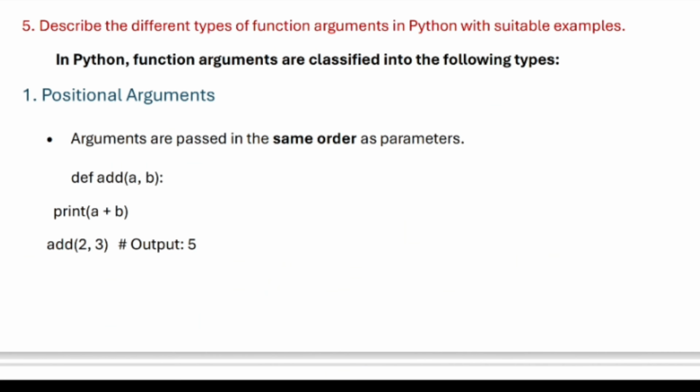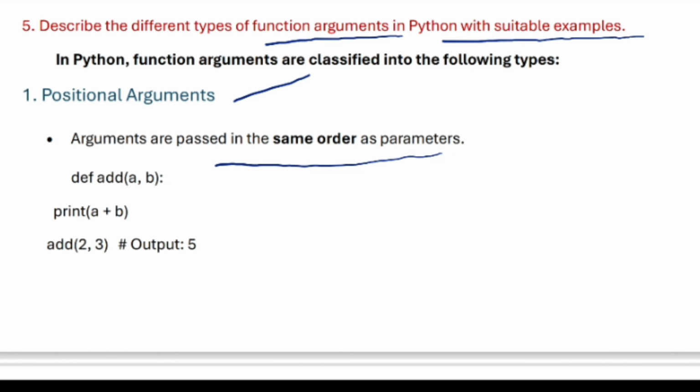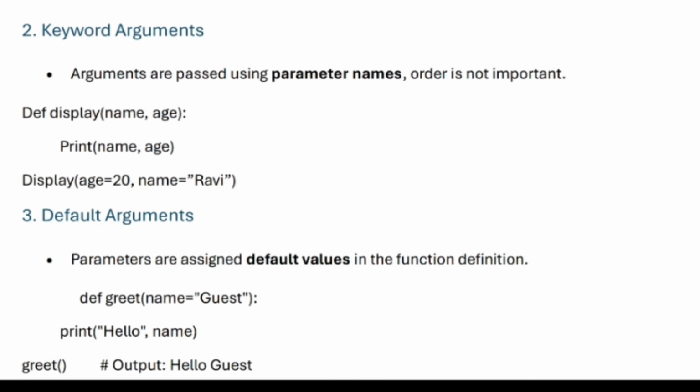The next question is to describe the different types of function arguments in Python with suitable examples. The first one is the positional argument. Positional arguments mean we have to pass the arguments in the same order as the parameters. For example, a and b, and we print. If we give the example 2 plus 3, how much output will you get? 5.